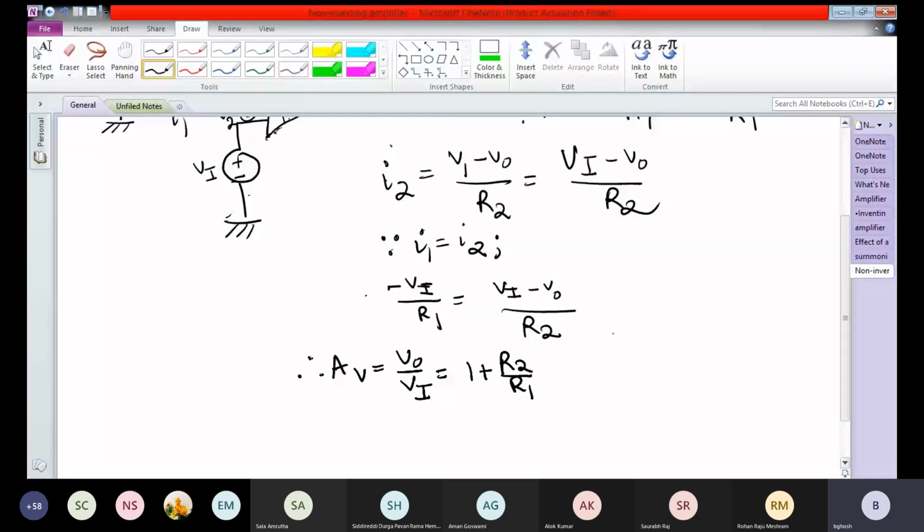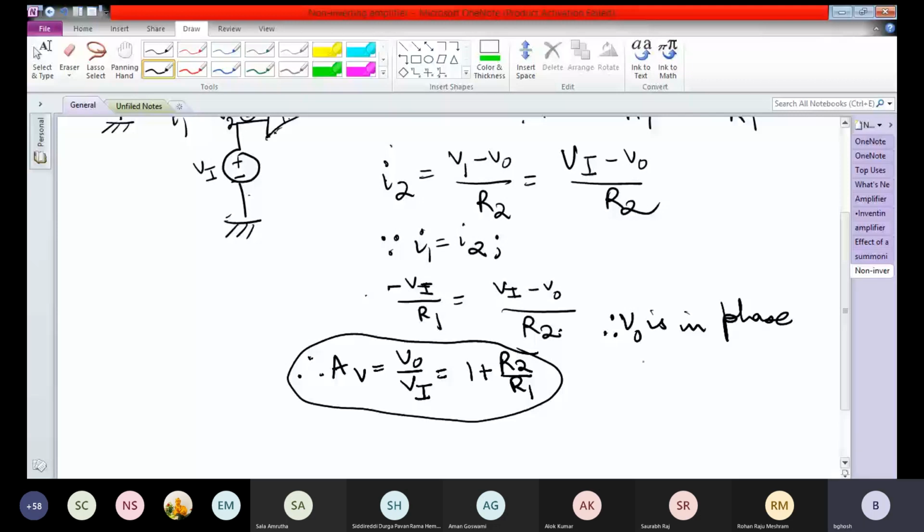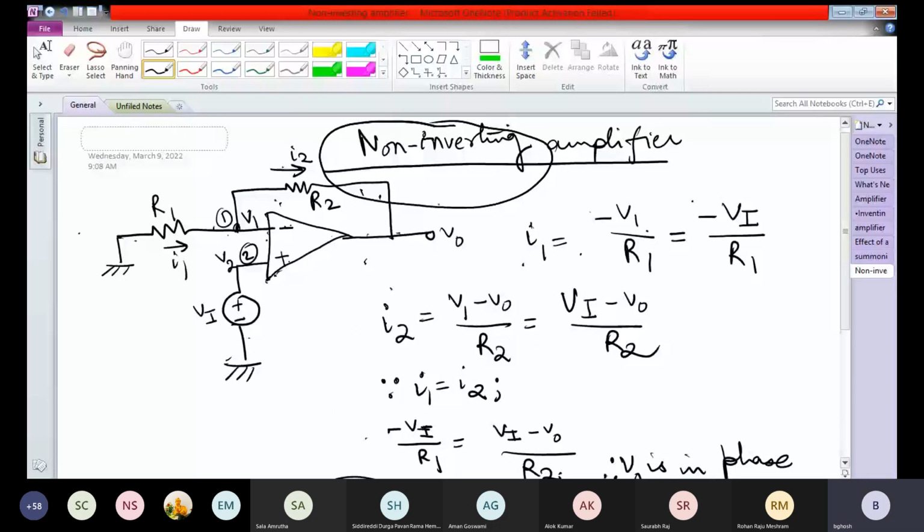So you see the output is in phase with the input. Therefore V0 is in phase with Vi, hence the name non-inverting amplifier. And the voltage gain is also greater than unity. AV is greater than 1. It is 1 plus R2 by R1.